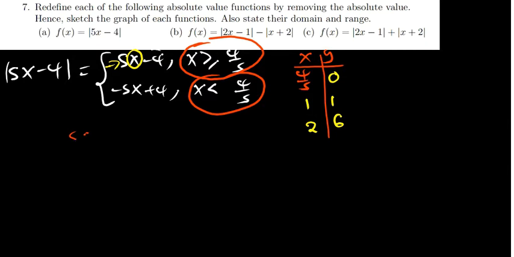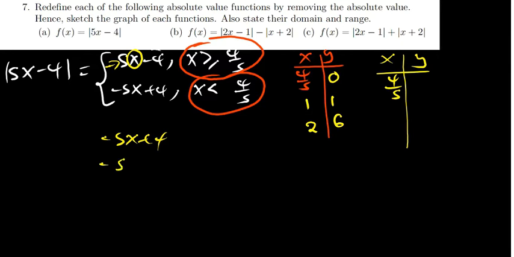For the second function, I'll put another coordinate table here, x, y. x is less than 4 over 5, but I'll start with the same 4 over 5 so that when I plug in the values, I understand that when I say less than, I'm going to put an open circle at that point, meaning it is not included, not so? So I'll start with 4 over 5. If I put 4 over 5 here, it's going to be negative 5 times 4 over 5 plus 4. It's going to give me 0.